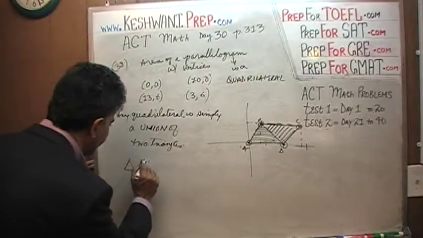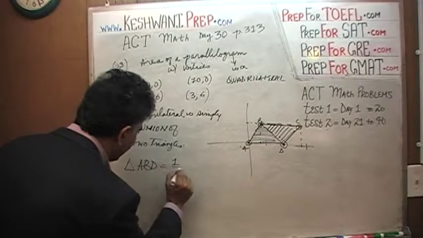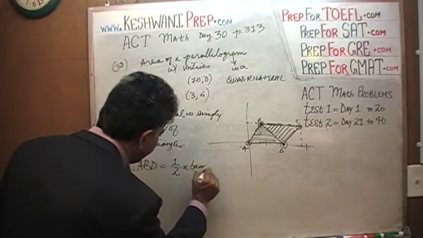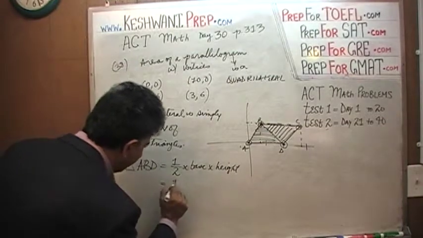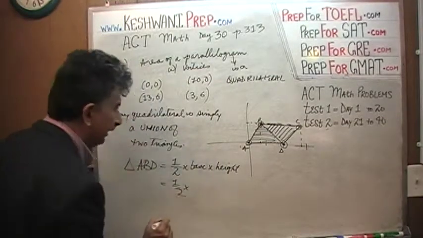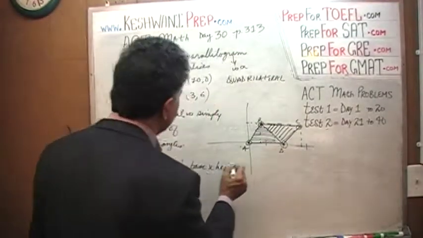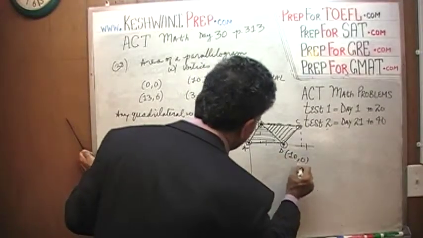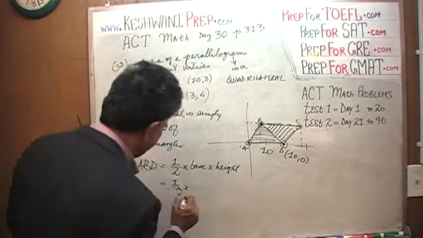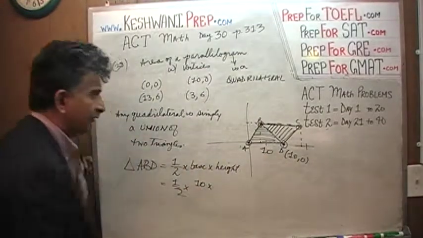Area of the triangle ABD is simply 1/2 base times height. How much is the base from A to D? A to D, this was 10, 0. A to D is 10. That's our base. How much is the height?